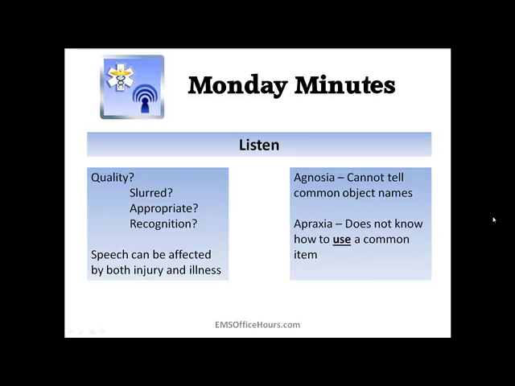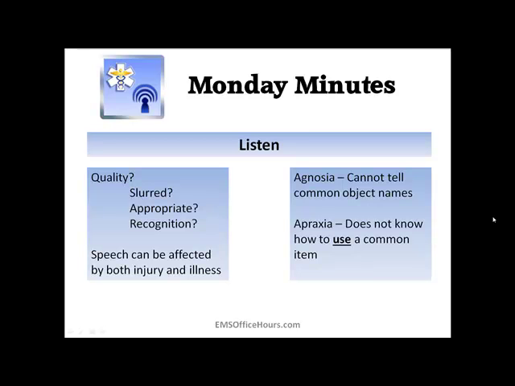Now there's something called agnosia, and this is when the patient is unable to tell you the names of common objects. We're talking about recognition. What happens here is that you've got damage inside the brain, and this is usually the connection between the visual interpretation of what they're seeing and the words that are associated with the objects.